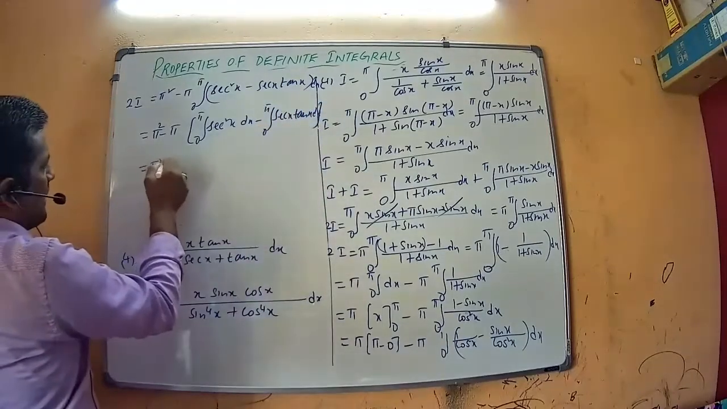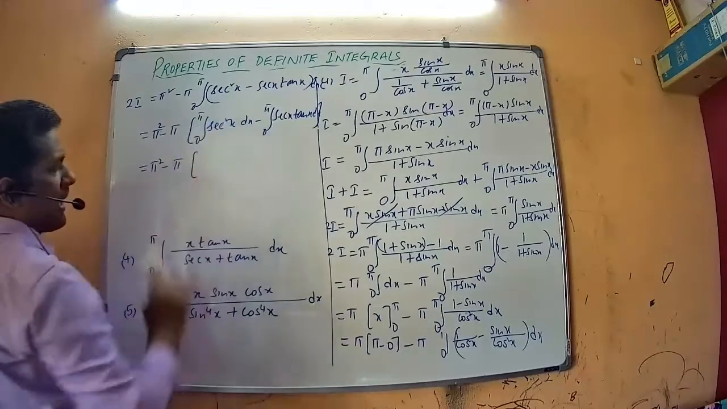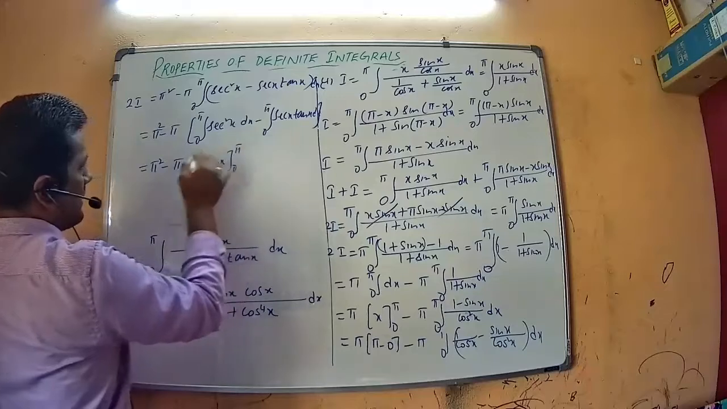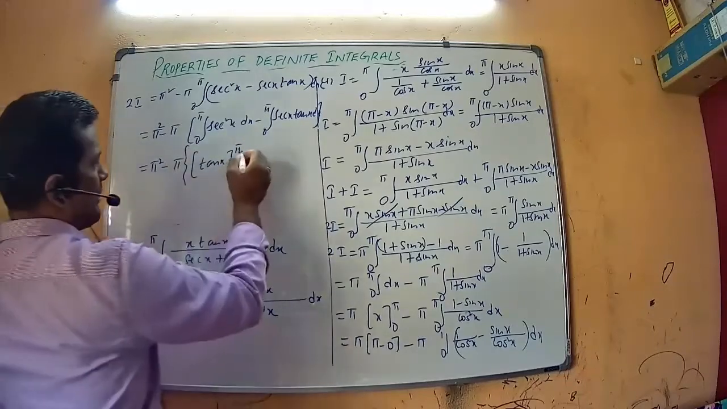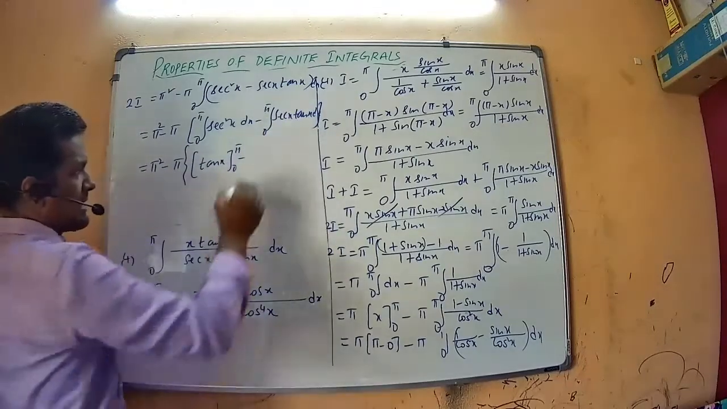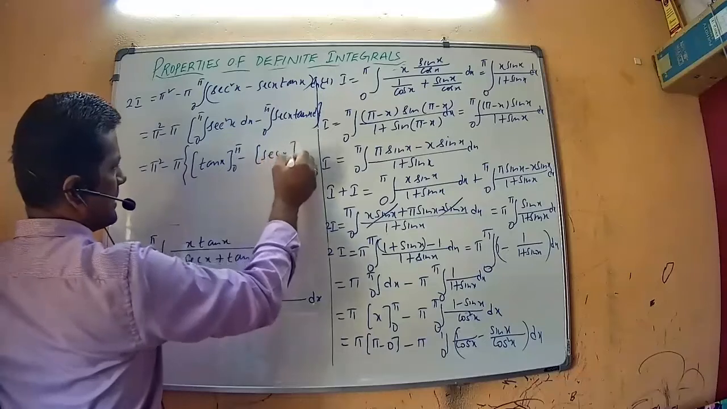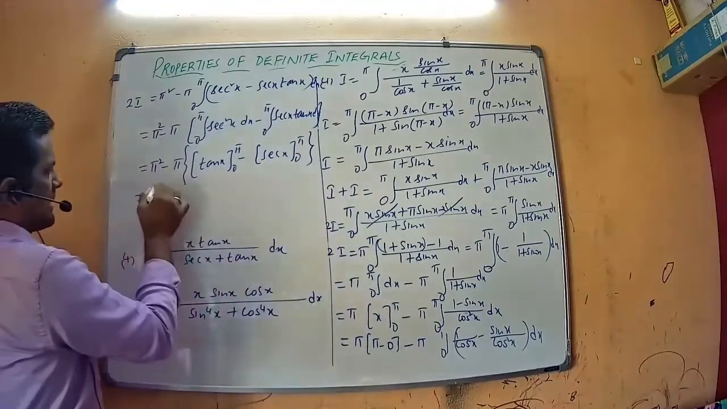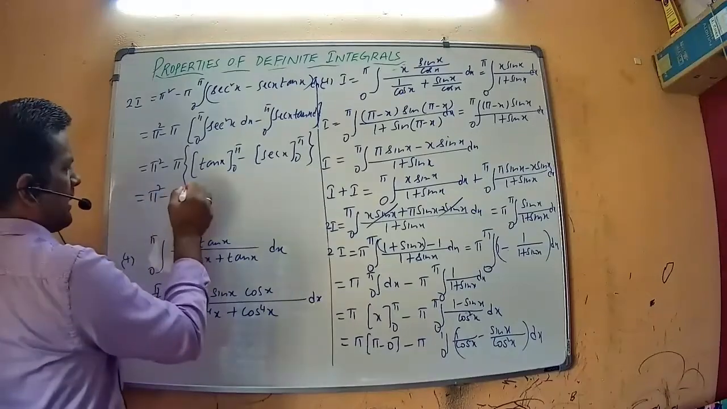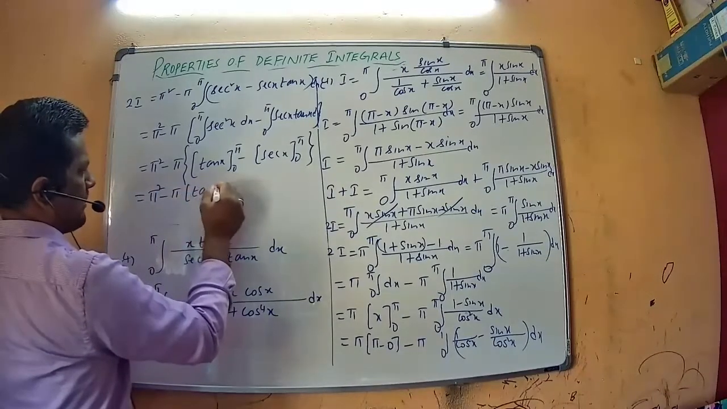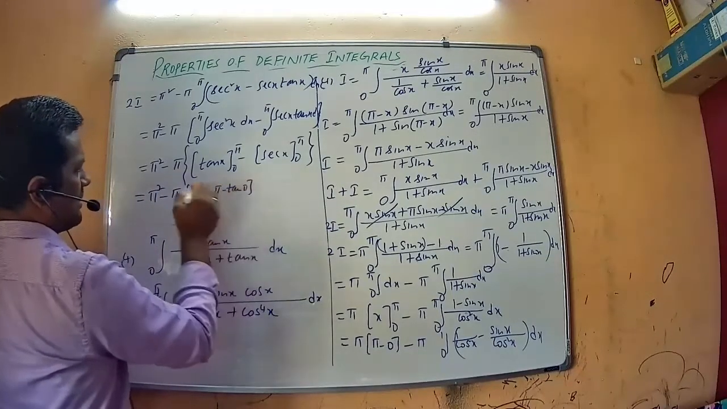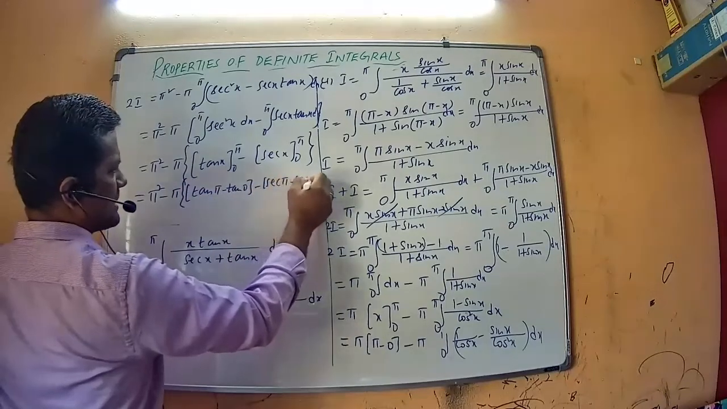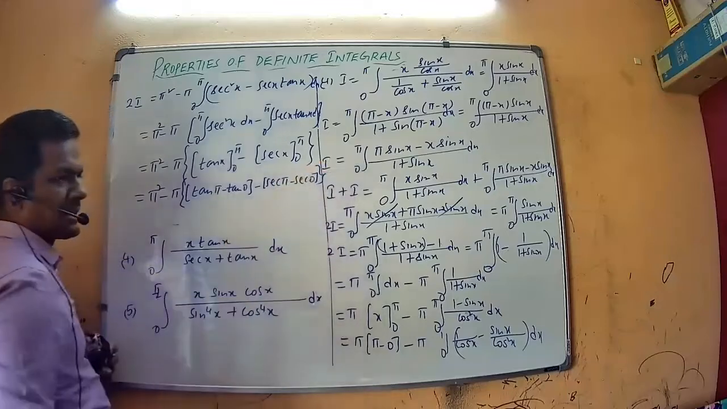So here you will be left with the integral of secant square x, which is tan x within the limits 0 to pi, big bracket here, minus the integral of secant x tan x, which is secant x within the limits 0 to pi. Now apply the limits cautiously. This is pi square minus pi into tan pi minus tan 0, minus of secant pi minus secant 0.